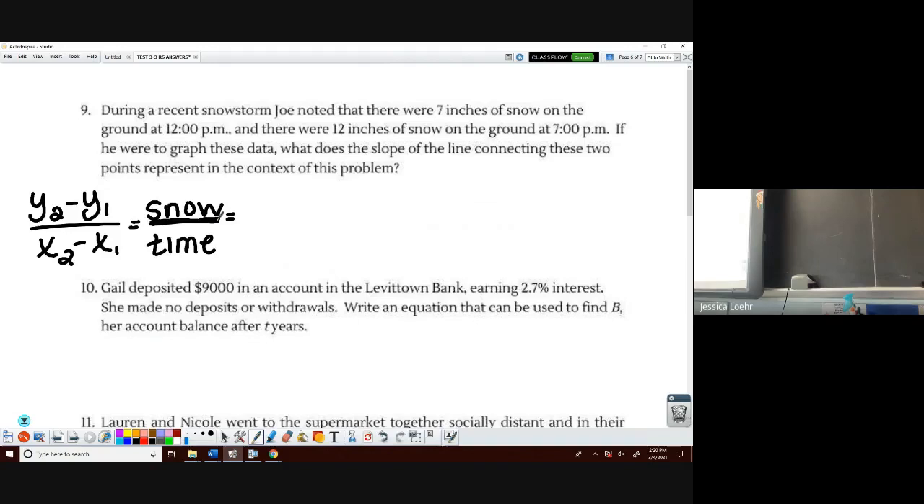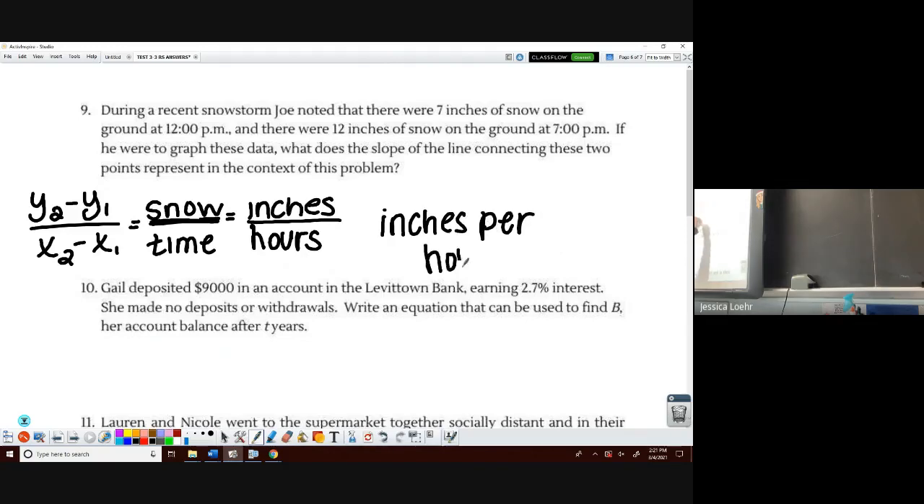Snow is being calculated in inches. It might be feet, it might be inches, it might be centimeters. I don't know. Here, it's inches. Time is going by hours. They're talking about 7 p.m. and 12 p.m. The division sign in between inches and hours, what word does that represent? Per. So it's inches per hour of snow, if you wanted to get fancy. Inches per hour is good.